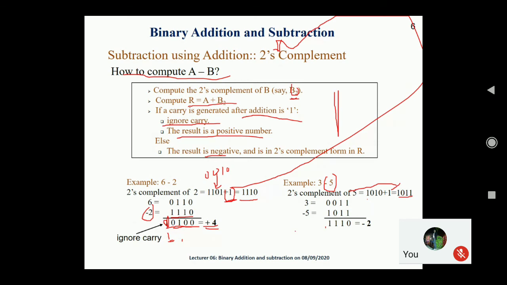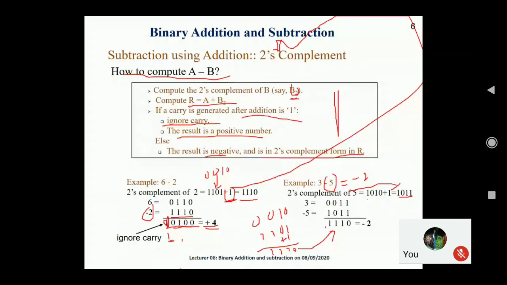Now the 2's complement form of R means what? 3 minus 5 is what? 3 minus 5 is -2. So how can we convert this to 2 means what? 0 0 1 0. Now how are we converting to the 2's complement form? Before that, this one is 1 0 1, and after that we add 1. When we add 1, what happened? We get 0 1 1 and 1, and this one and this one are the same. So here I am writing the 2's complement form.